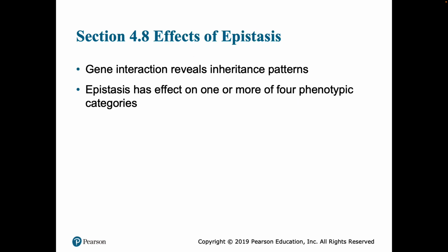And so that's two examples in humans of epistasis. So gene interaction can reveal these different types of inheritance patterns. And when we think about what can happen here, there are effects on various phenotypic categories. And so we're going to talk about how epistasis could maybe be recessive or dominant or incomplete or codominant.